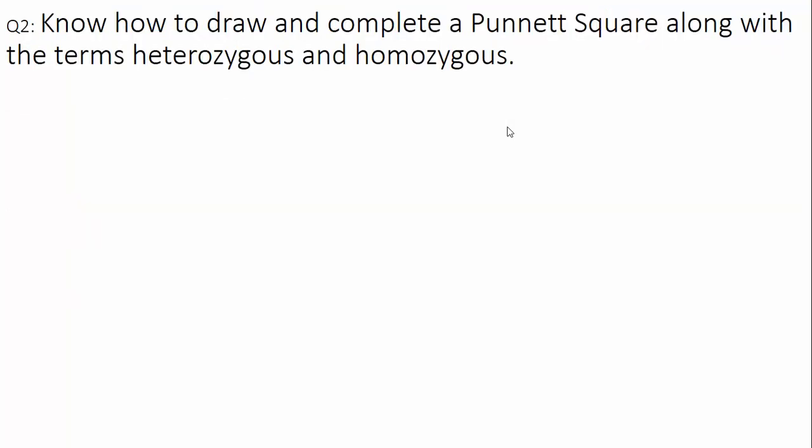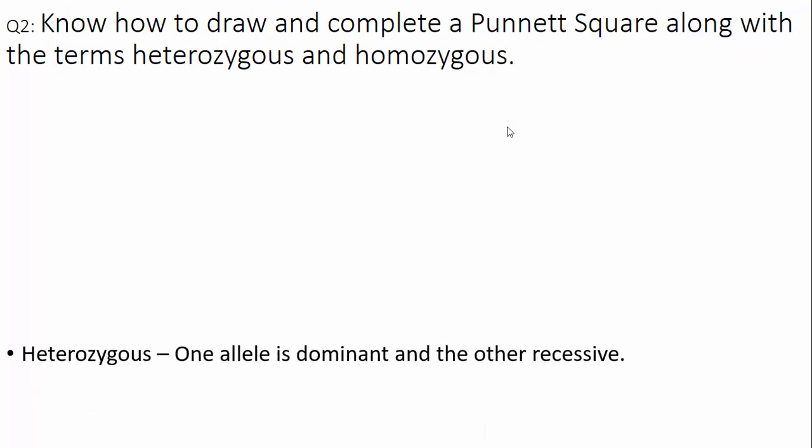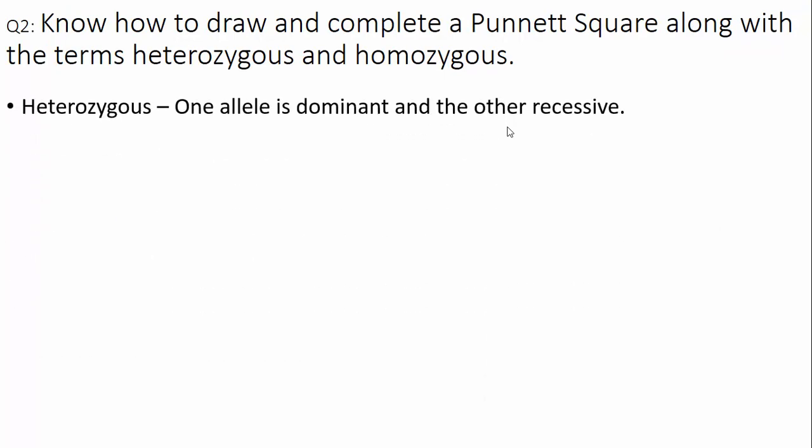All right, number 2, know how to draw and complete a Punnett square along with the terms heterozygous and homozygous. So it's best if we start with the terms. So here we have the word heterozygous. Hetero means different. And here we have one allele that is dominant and the other recessive. And dominant traits are shown by capital letters. Recessive traits are shown by lowercase letters. So here's an example. We have a dominant trait and we have a recessive trait, and that is heterozygous. Because remember, hetero means different.